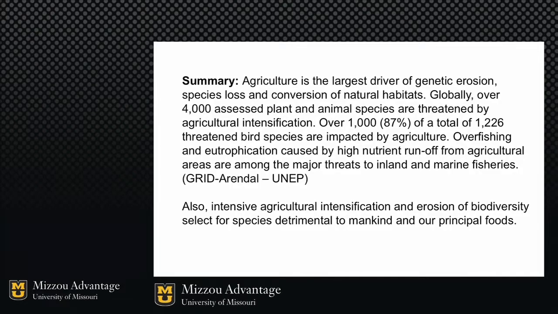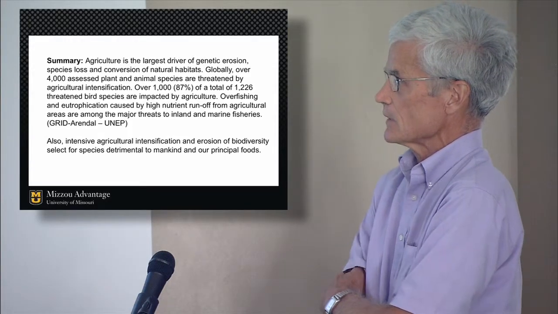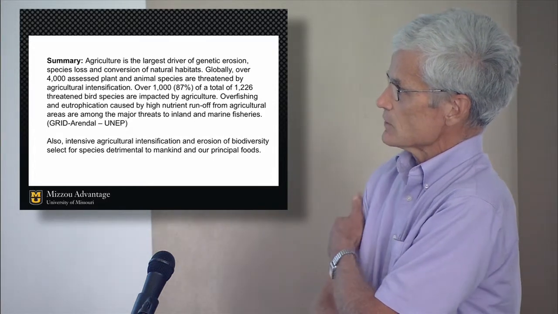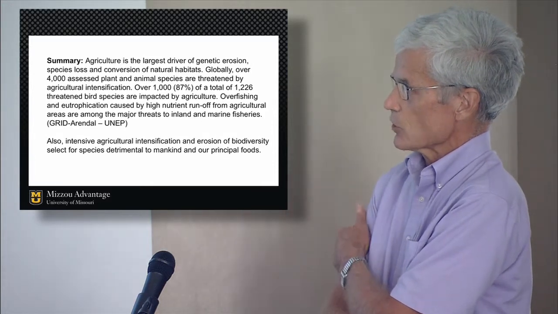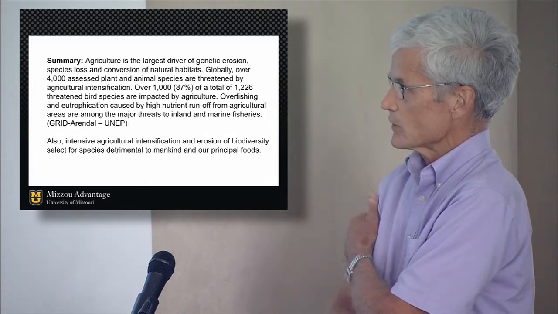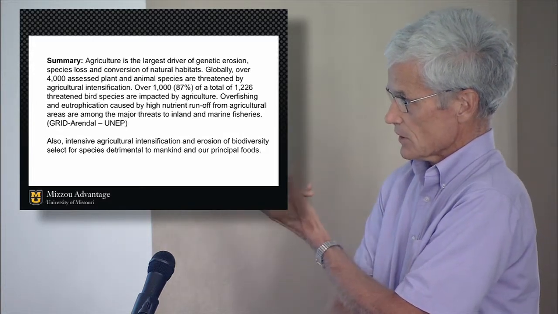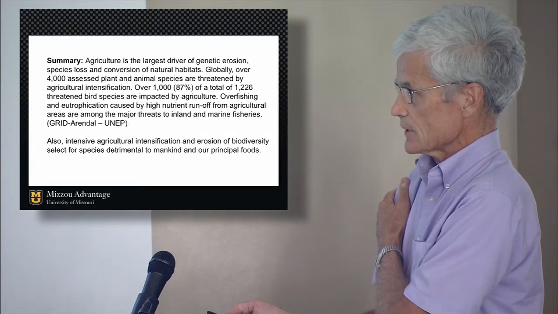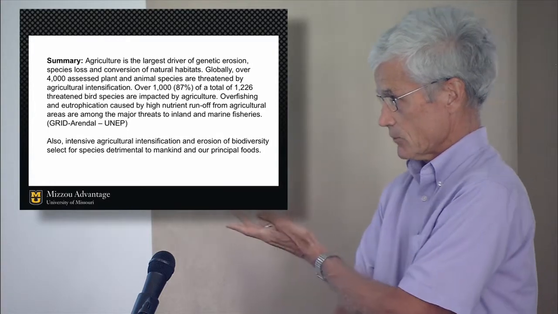So the summary is that agriculture is one of the largest drivers of genetic erosion, species loss, and conversion of natural habitats. Globally, over 4,000 assessed plant and animal species are threatened by agricultural intensification. Over 1,000 threatened bird species are impacted by agriculture. Overfishing and eutrophication caused by high nutrient runoff are among the largest threats to inland and marine fisheries. And agricultural intensification and erosion of biodiversity selects for species detrimental to mankind and their principal foods.